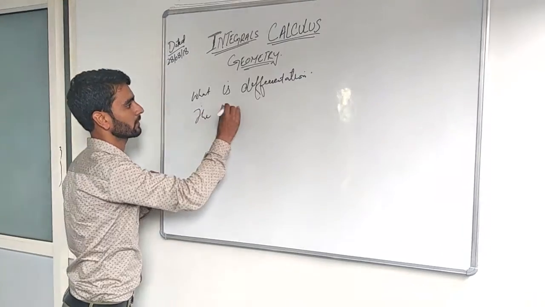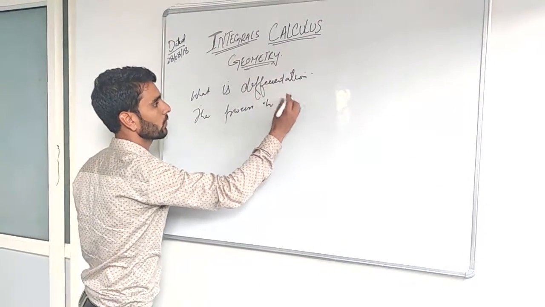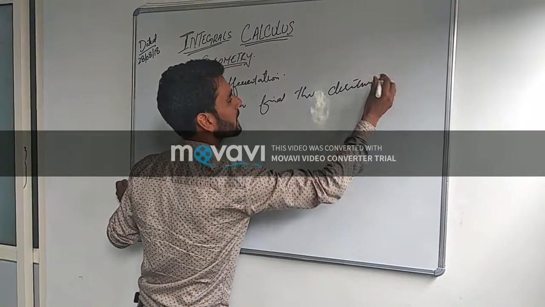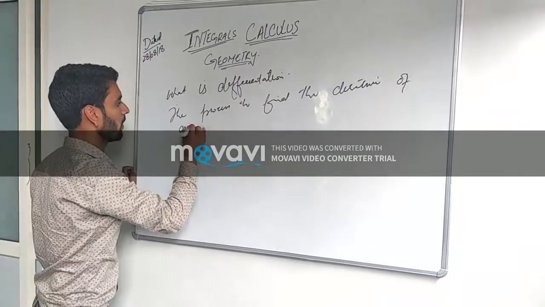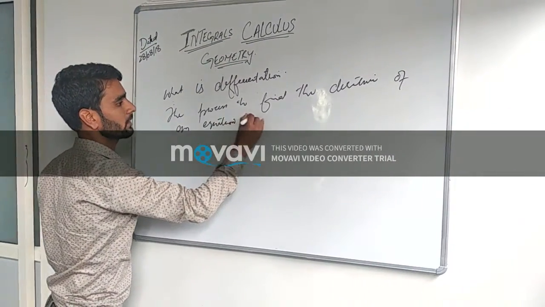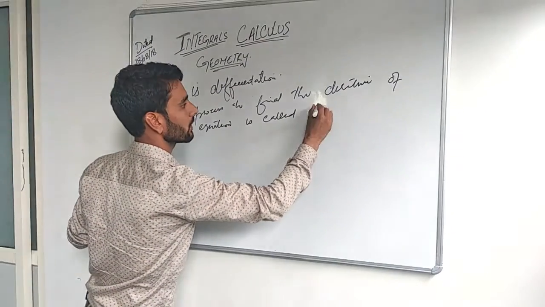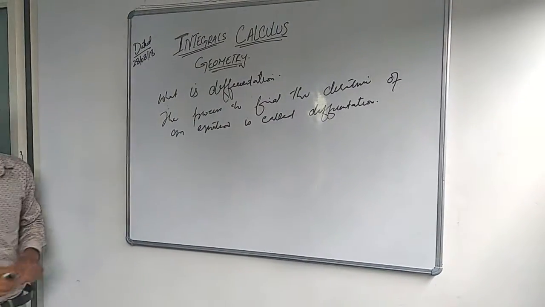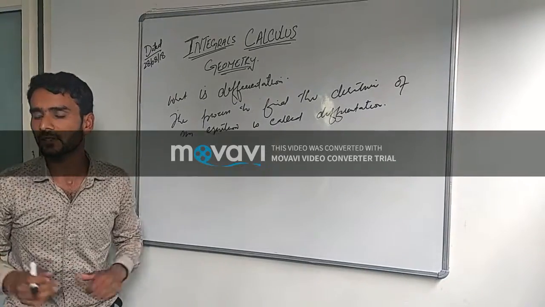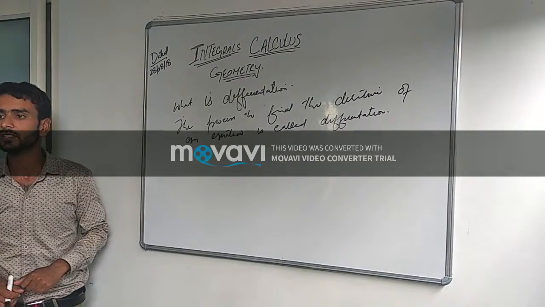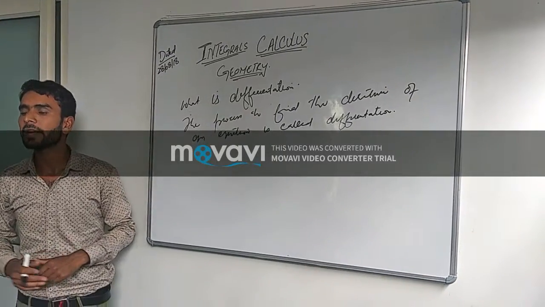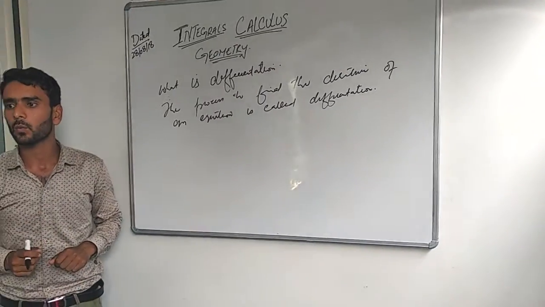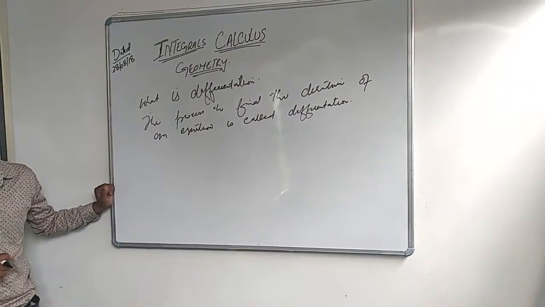The process to find the derivative of an equation is called differentiation. In simple terms, if we define the differentiation, then we can say differentiation is to differentiate or break down an equation into smaller pieces so that we can find the accurate result of an equation.